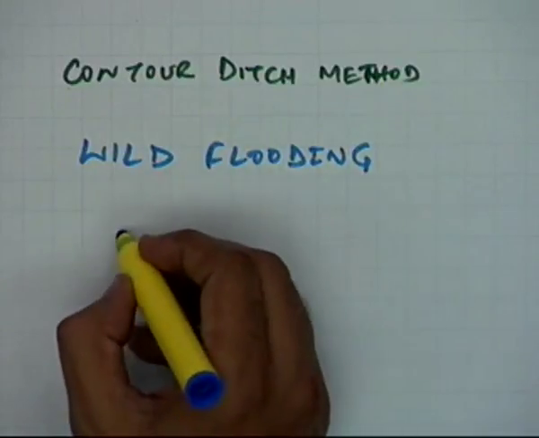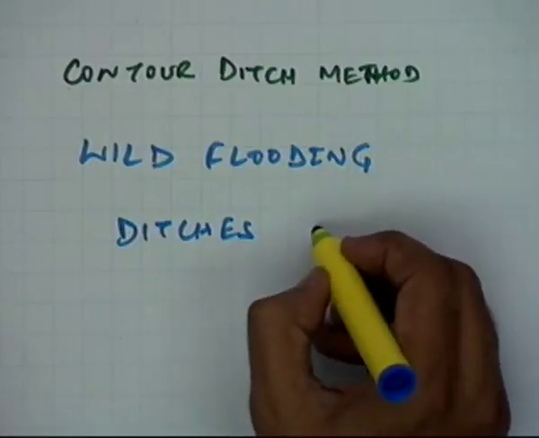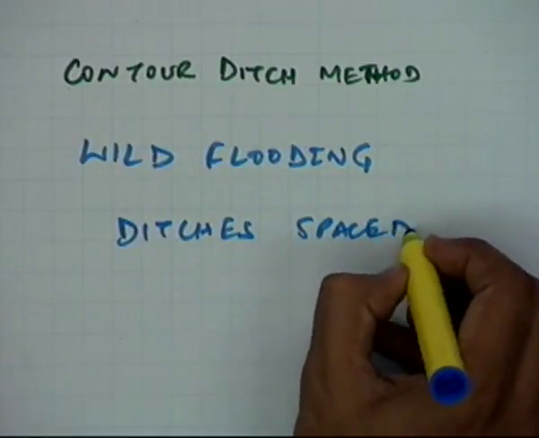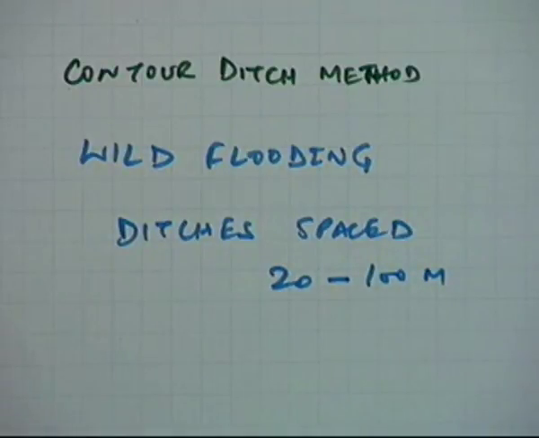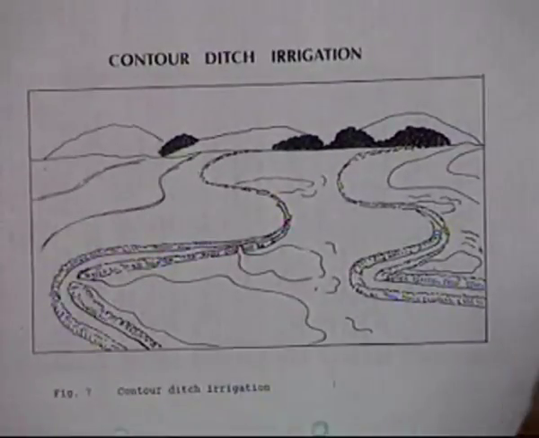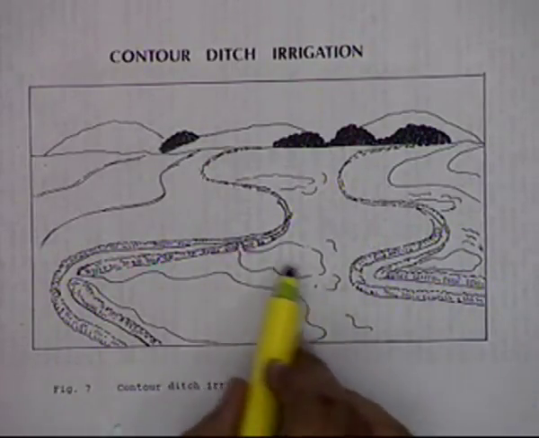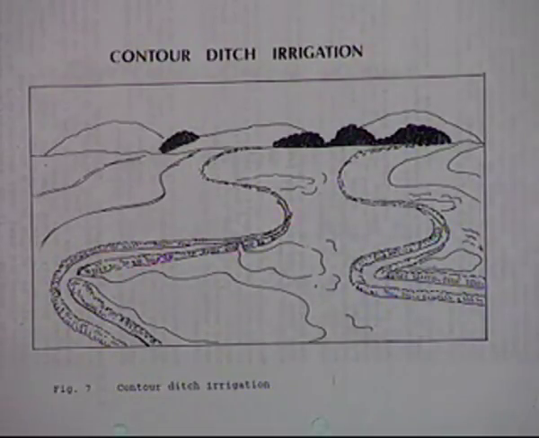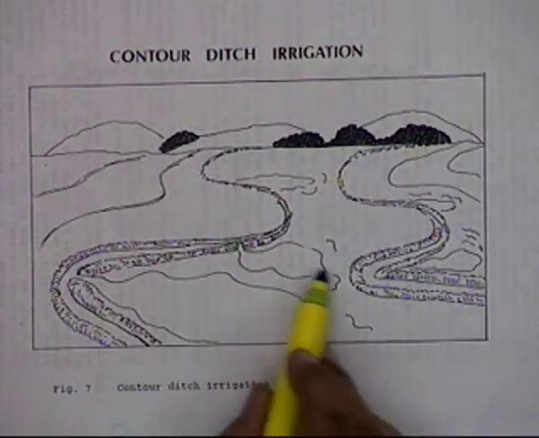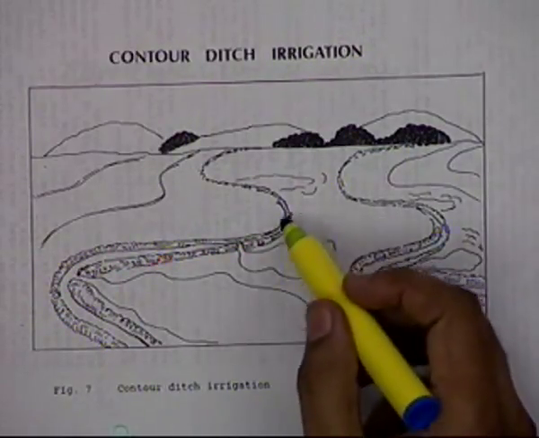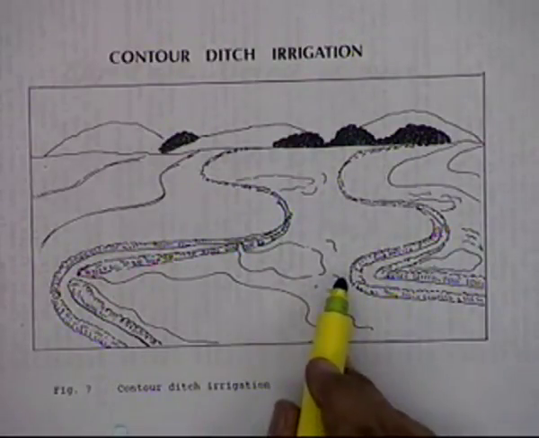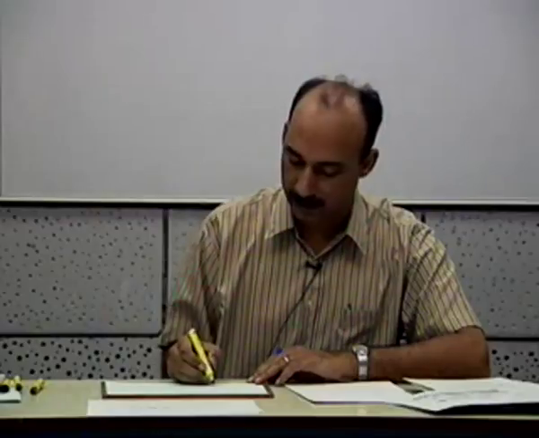In this method you have ditches which can be spaced about 20 to 25 meters and may go up to 100 meters. The spacing between the ditches can vary between 20 to 100 meters. That means the area covered from one ditch to the next can be a wide area in case the infiltration rates are lower. If the infiltration rates are higher, then you might restrict the width between the ditches. You'll have to look at many other conditions also, the soil type and the slope.